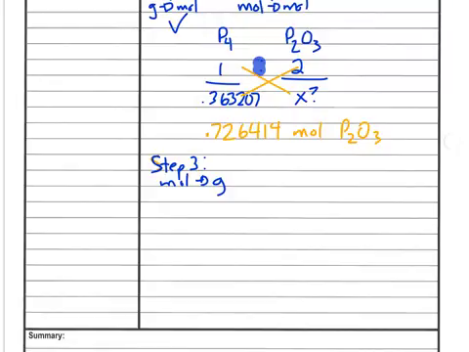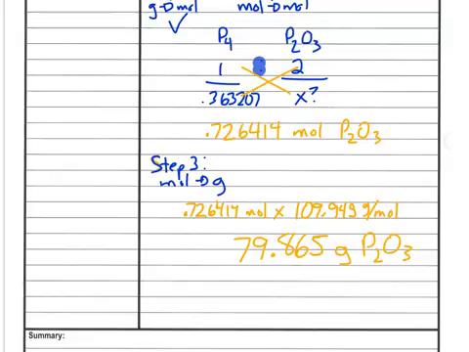So I need to look up the molar mass of this P2O3 on the front of my paper. I have 0.726414 moles, and I need to multiply by the molar mass of P2O3, which is 109.945 grams per mole. And my handy calculator tells me that I will get 79.865 and a bunch of other numbers grams of P2O3.